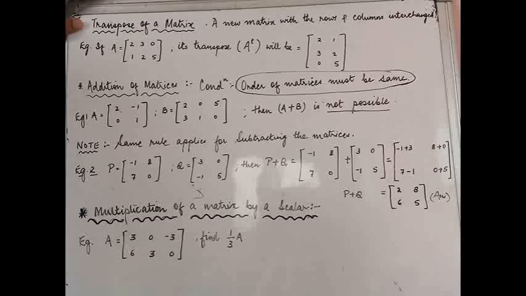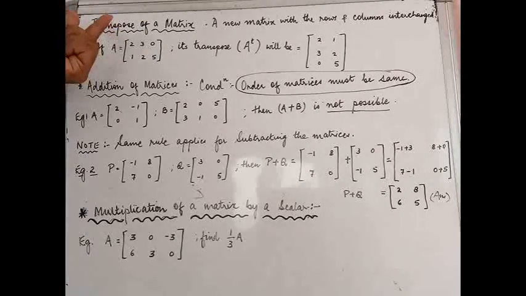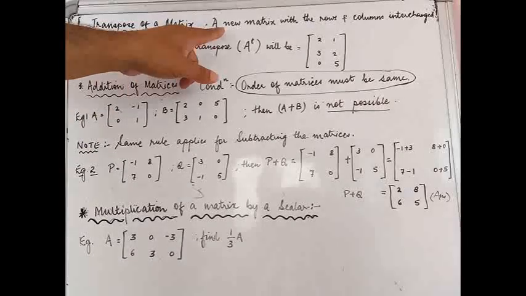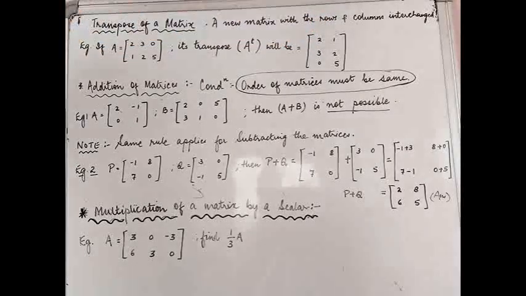The first thing that we will start with today is the transpose of a matrix. The term is transpose. Let me spell it out for you. Transpose of a matrix. Although the word itself seems a little complex, the meaning of the transpose of a matrix is quite easy to understand. It is a new matrix with the rows and columns interchanged.